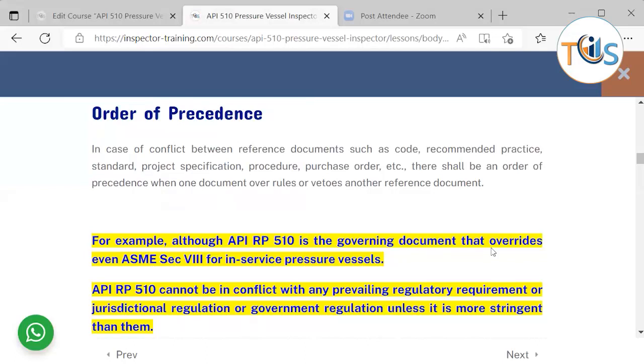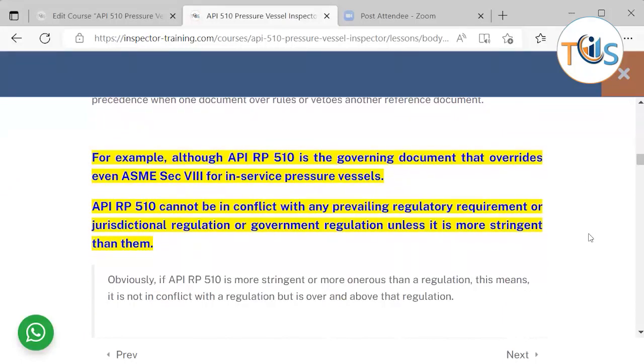If there is a contradiction, say between API 510 and ASME Section 8, as we know, API 510 is applicable the minute the vessel is put into service, the first fluid has gone into it. So if there is any contradiction whatsoever, then API 510 takes precedence. Normally, the codes always take precedence over recommended practices. So if there is, for example, a contradiction between 510 and 572, obviously 510 is a mandatory code, so it takes precedence. That is called order of precedence. If there is any contradiction, you should always follow the one which has higher authority, in this case codes.